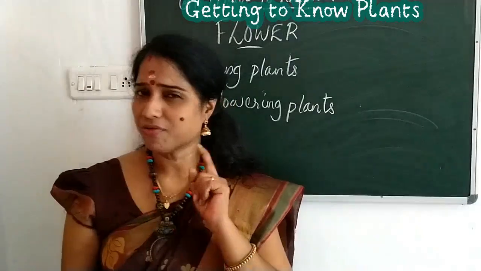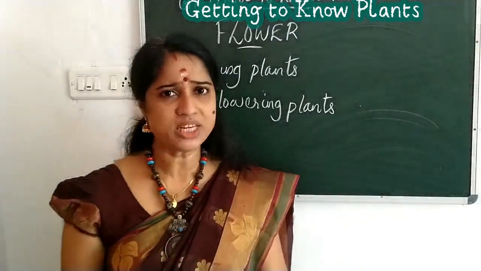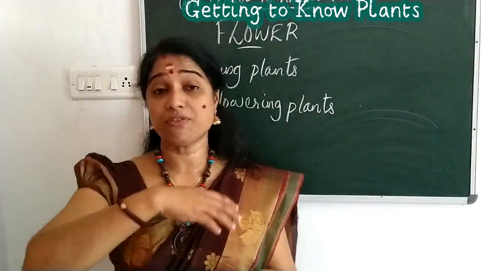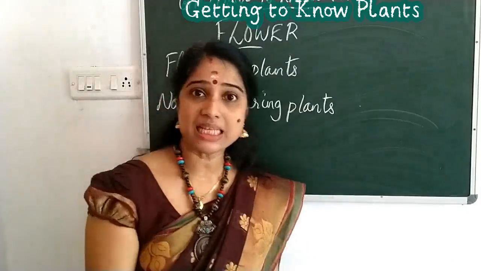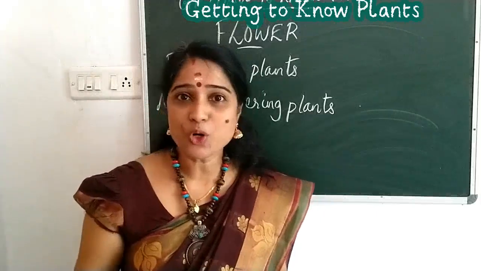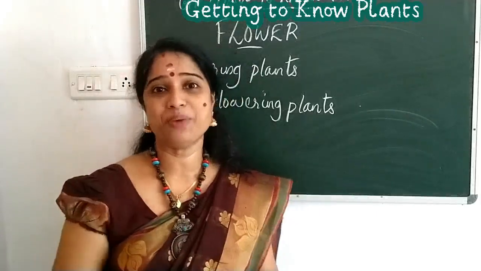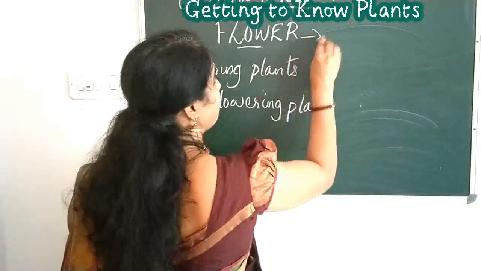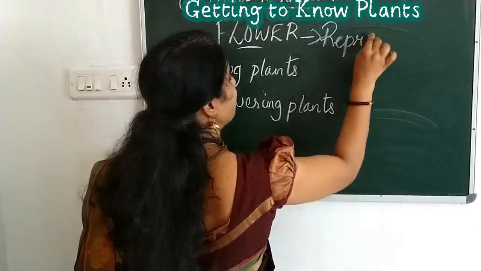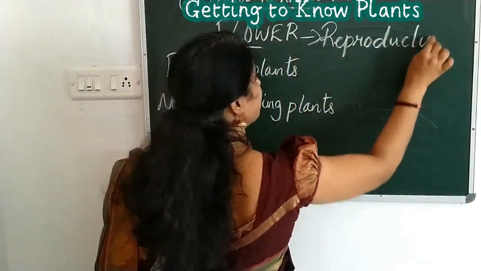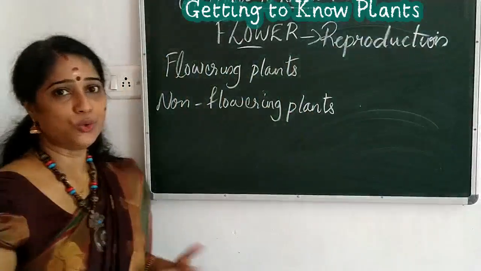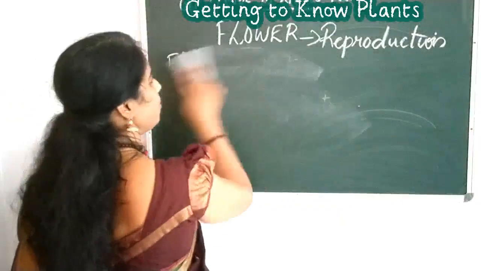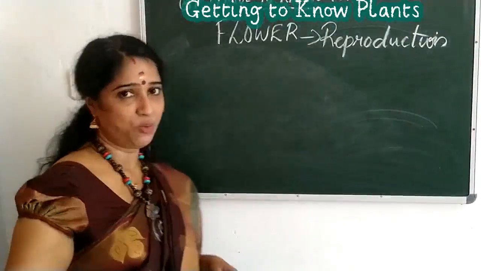You should remember one thing, flowers help in reproduction. What is reproduction? Producing the new plant. They produce the seed. If seed is there, what happens? A new plant can be produced. Am I right? So the flowers help in reproduction. Very, very important function of the flower. What is reproduction? Giving birth to a new baby, or here we cannot say baby, a new plant. That process is known as reproduction.